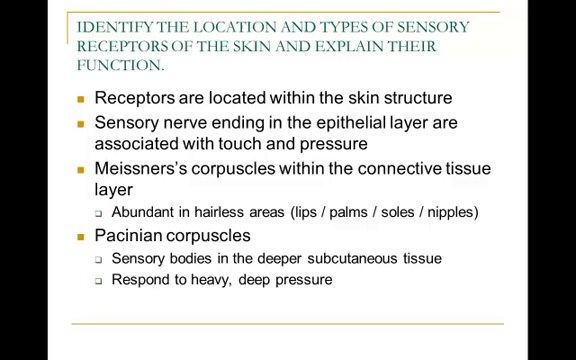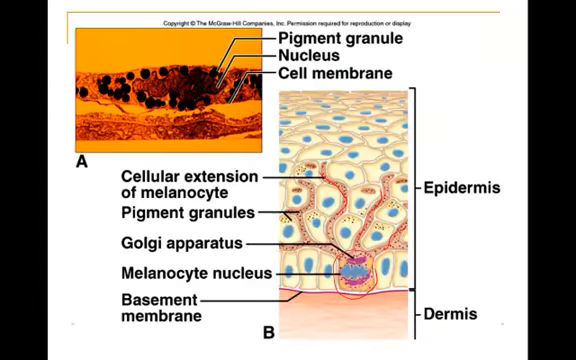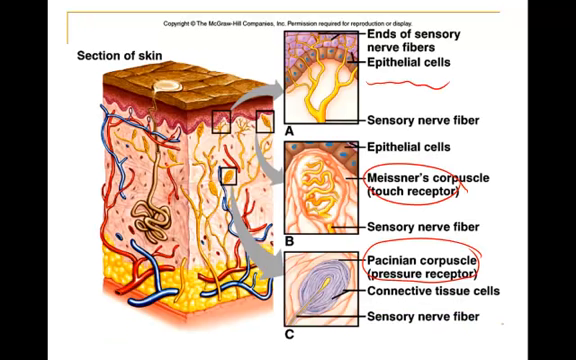So back to the picture that we looked at earlier. I'm just going to go back to... hold on. Okay. We said that there's multiple receptors within our skin layer. Now this looks like it's really thick, but it isn't very thick. And there are sensory nerve endings in the epithelial layer that have two main functions, touch and pressure.